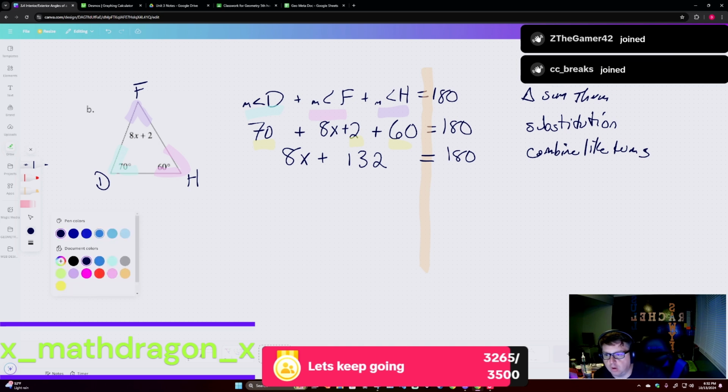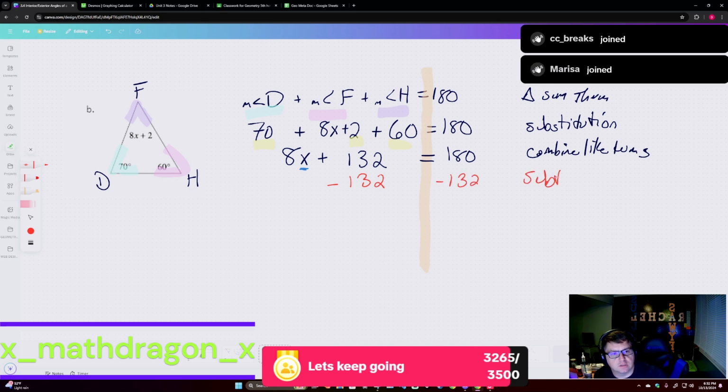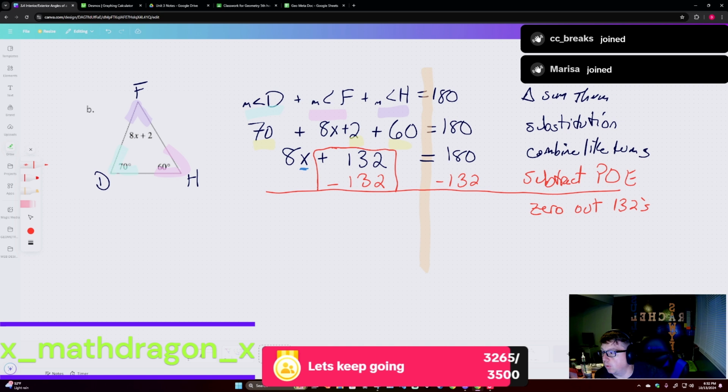Now, we still want to solve for x, so we need to get rid of the 132 on both sides. So that is the subtraction property of equality. We can subtract 132 from both sides. That will zero out our 132s, which is why we're doing this. Remember, we want to get rid of this so we can get x by itself. Now, it's not x by itself, it's 8x, so we'll have one more step to do, but it's a step in the right direction. We're getting rid of the 132s.